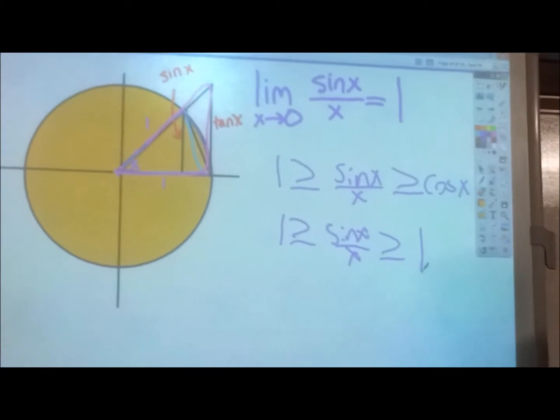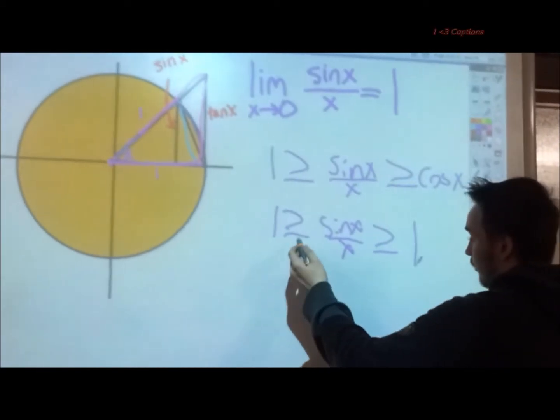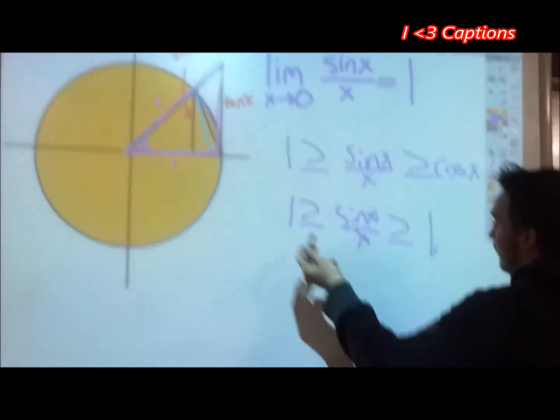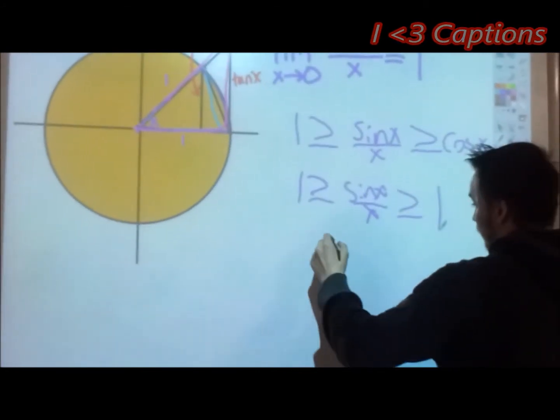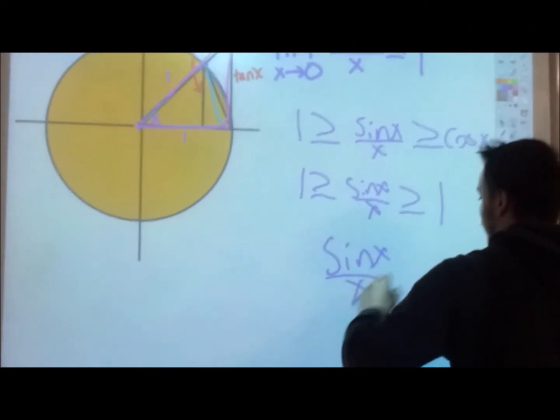And now this is where we get to apply the squeeze theorem. If 1 is greater than or equal to sine x over x, while at the same time it's less than or equal to 1, it's just going to be sine x over x equals 1.